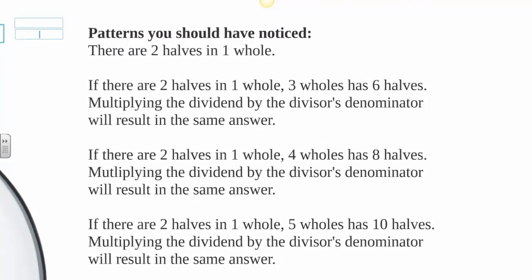Take a moment to cross-check the patterns you identified with the ones listed here. By looking for the patterns, the conjecture can be made. The dividend can be multiplied by the denominator of the divisor, and it will result in the same quantity as our visual representation.